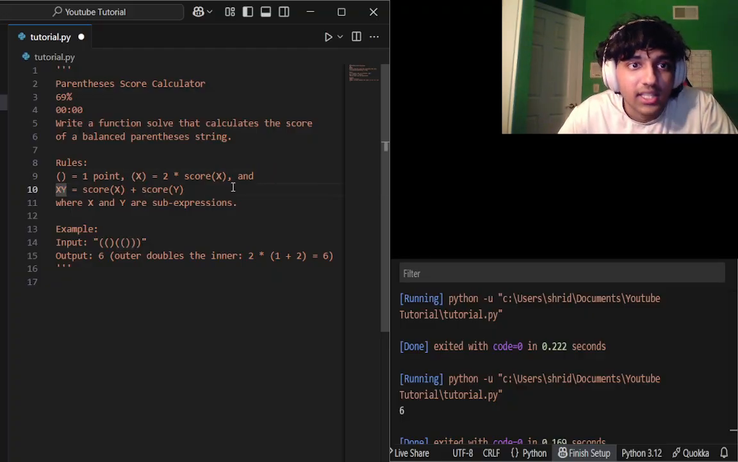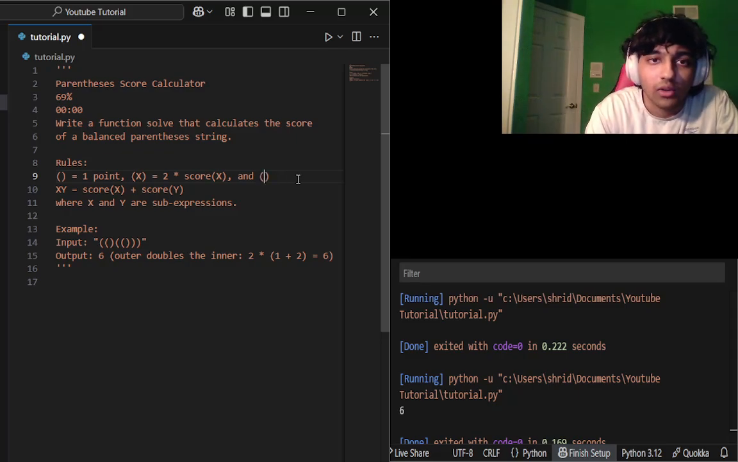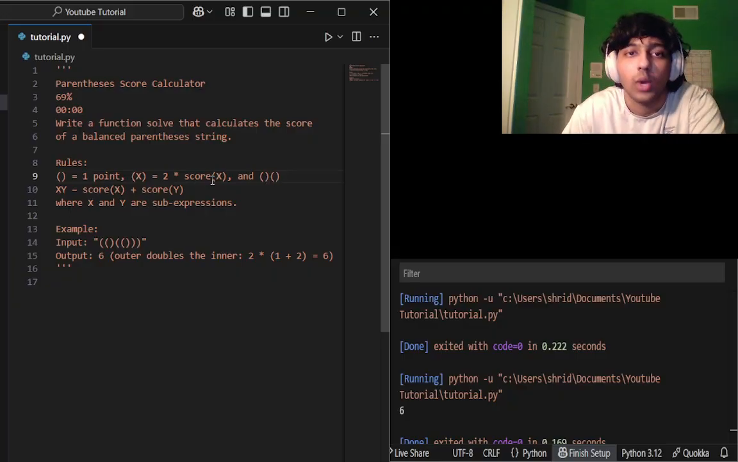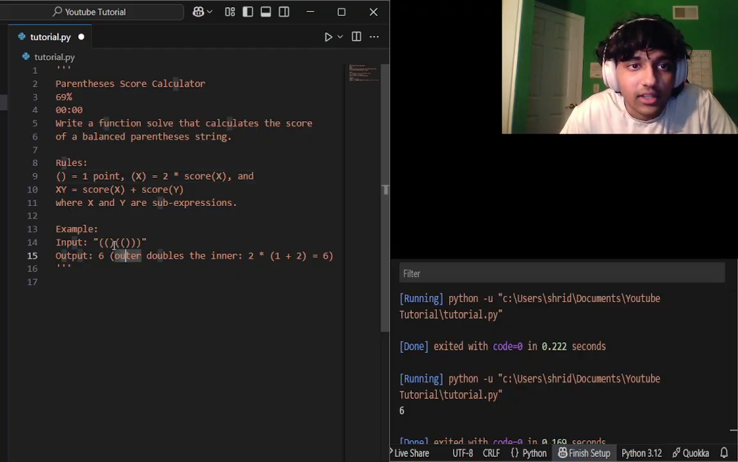And then xy is equal to the score of x plus score of y, so that means if these are side by side, each of these is 1 point, so they are just added together instead of doubled. So 1 plus 1 is 2, instead of 1 times 2 in the nested parentheses. So we have a longer example here to understand better.